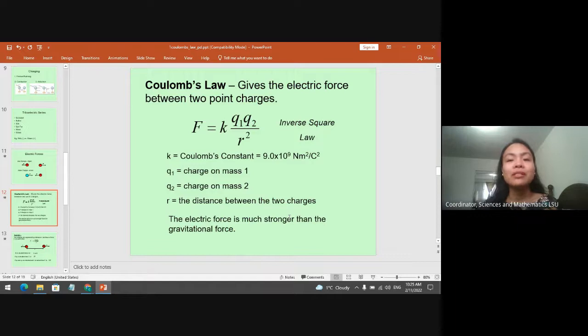The electric force is much stronger than the gravitational force. We already learned what gravitational force is in your Physics 1 or in your senior high. Gravitational force has almost the same formula as Coulomb's law. Coulomb's law is taken from the gravitational force formula from Newton's universal gravitation, where gravitational force is equal to G, capital letter G, the universal gravitation constant, times mass 1 times mass 2 over r squared, which is the distance between the two masses. Now let us have our example for that.